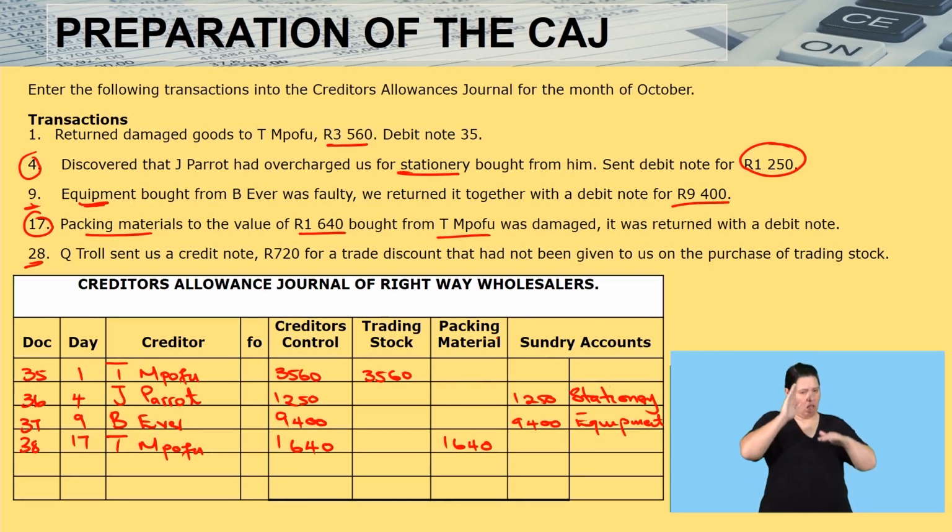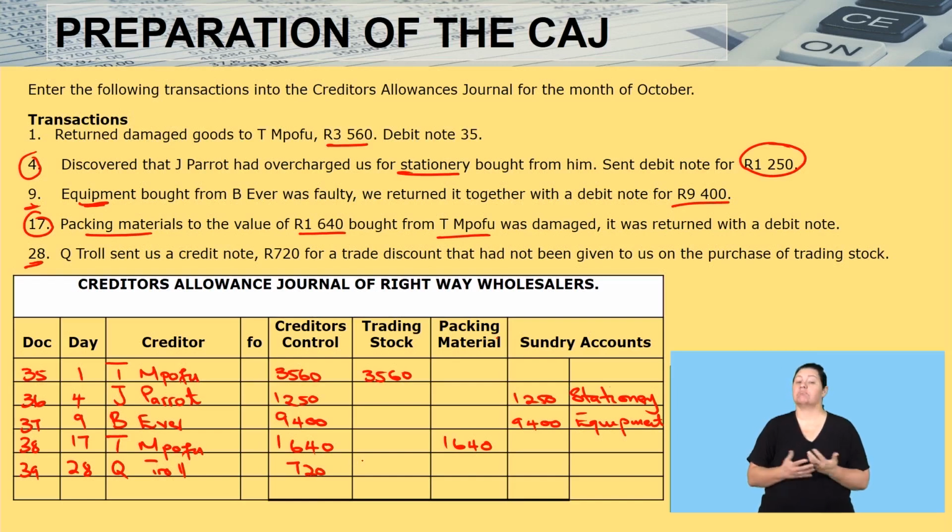The last transaction then reads, Qtro sent us a credit note of 720 for a trade discount that had not been given to us on the purchase of trading stock. So I come here, it's 39. The day is 28. What is the name of the creditor? Qtro. And then, how much was the credit note for?